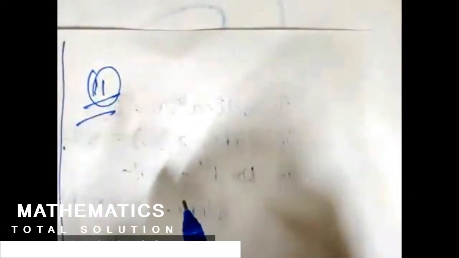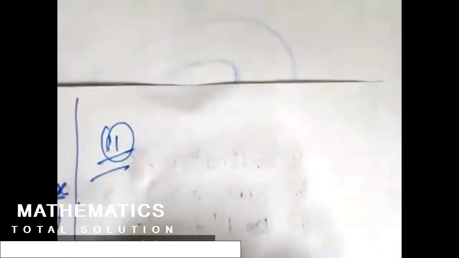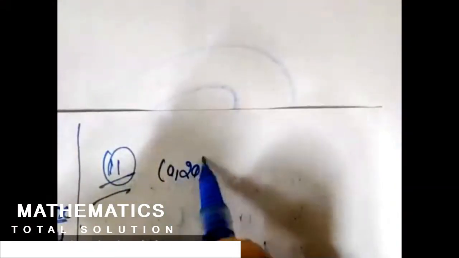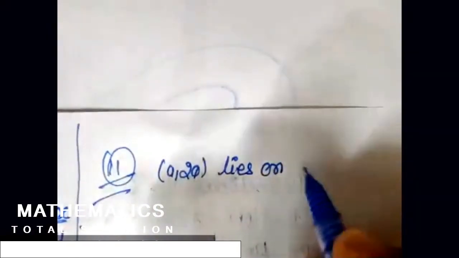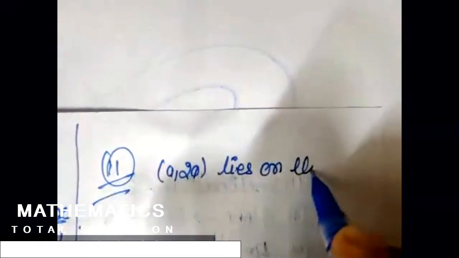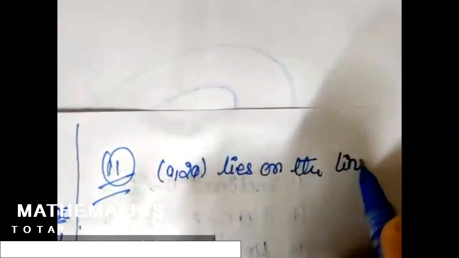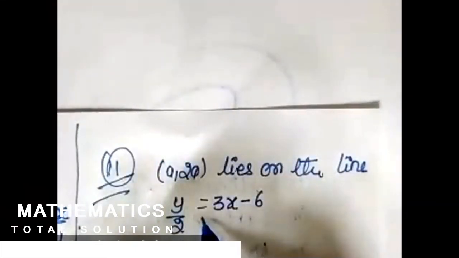Question number 11. Okay. Question number 11 is beta. Question says it is given that (a, 2a) lies on the line y upon 2 is equals to 3x minus 6. Now it lies on the line, satisfies the equation of the line. Means this point will satisfy the equation of the line.